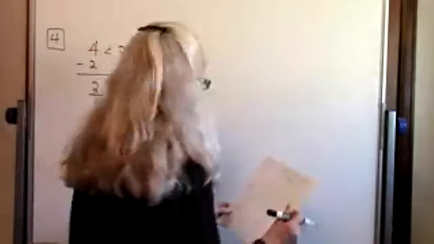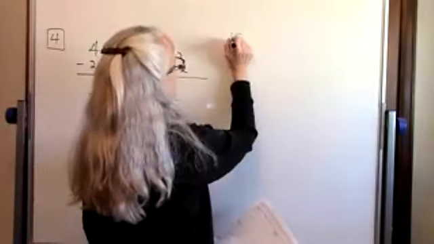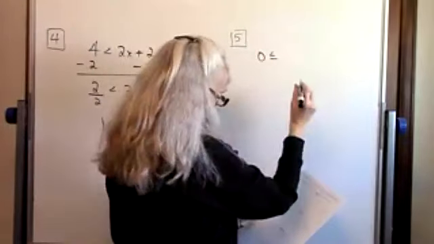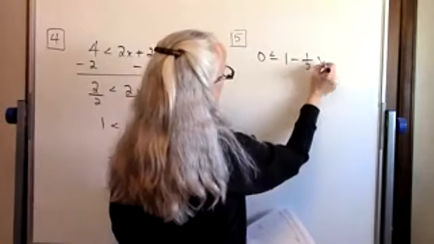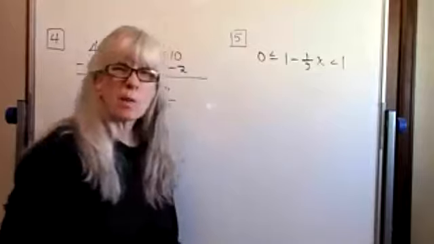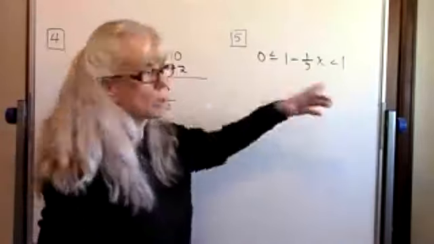Okay, let's do another one. Another compound inequality. This is example 5. What you see here is 0 is less than or equal to 1 minus 1/3 x, which is less than 1. Okay, before I worry about that 1/3 x, I'm going to go ahead and make sure that the x term is the only thing in the middle.